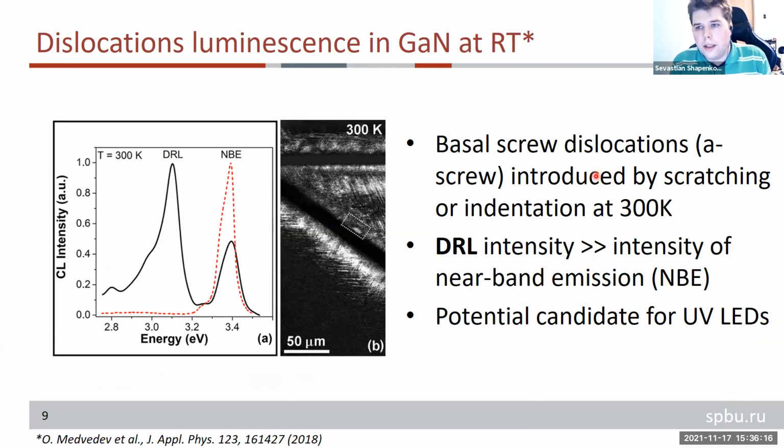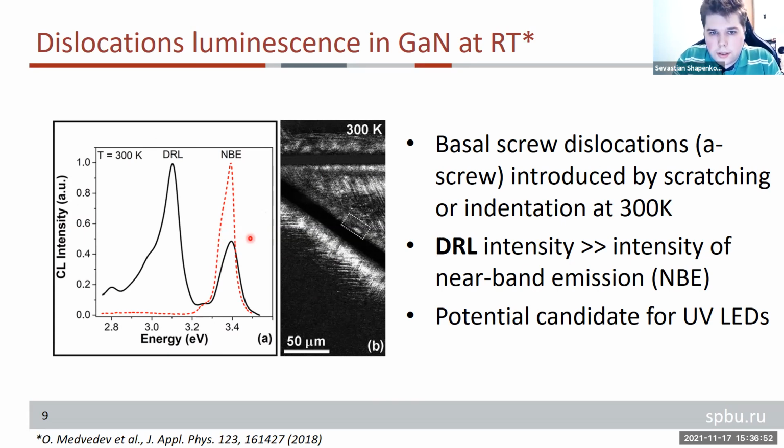So in this slide, it was demonstrated how it was discovered at room temperature. As you can see, there are two scratches which introduce sets of dislocations, which have, as you can see from the spectra, luminescence exceeding the near band edge emission, which was considered by my colleagues as a potential candidate for ultraviolet LEDs.